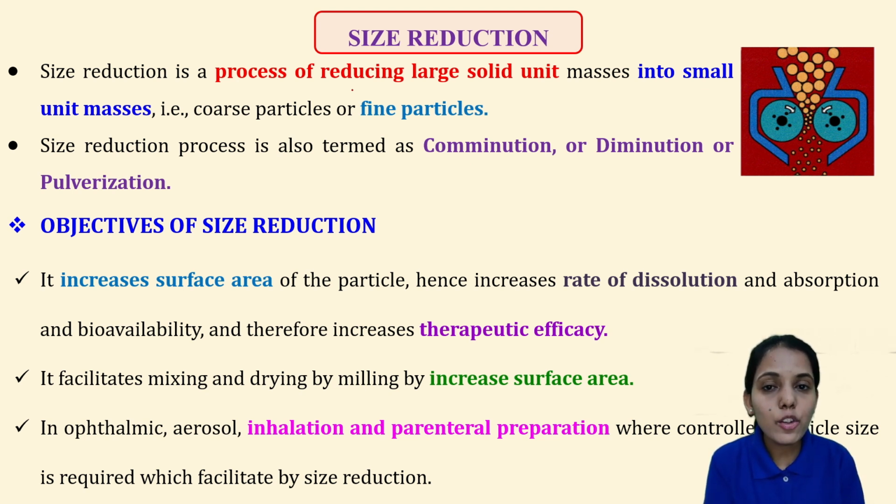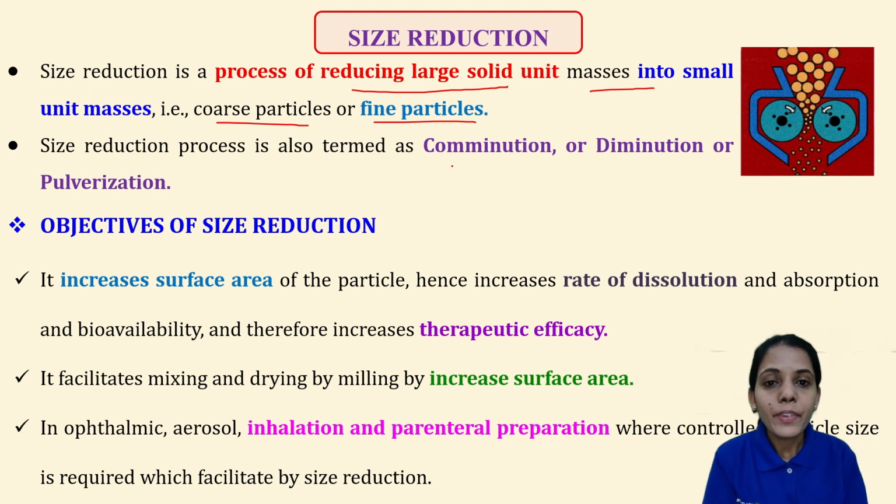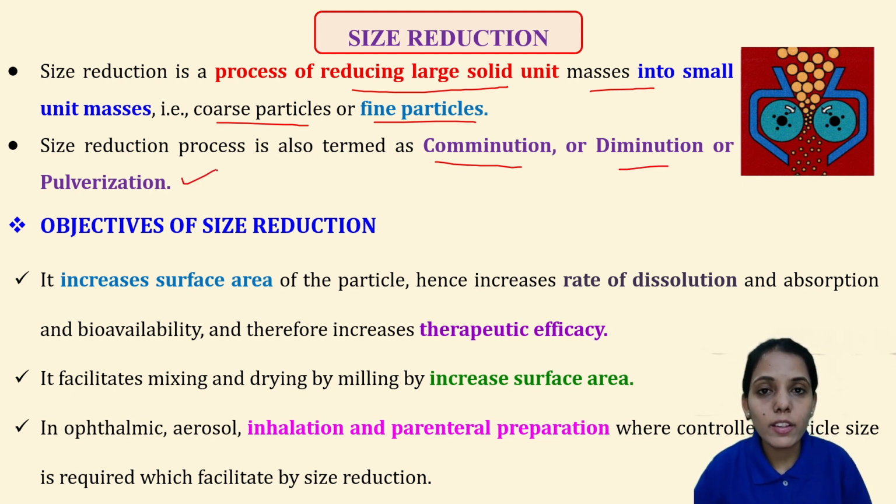It is a process of reducing larger solid unit masses into small unit masses, that is, coarse particles or fine particles. So it is a process of reducing larger particles into smaller particles. This process is also known as comminution, diminution, or pulverization. That is the reason pulverization is the word used for powders also, because they have lesser particle size.